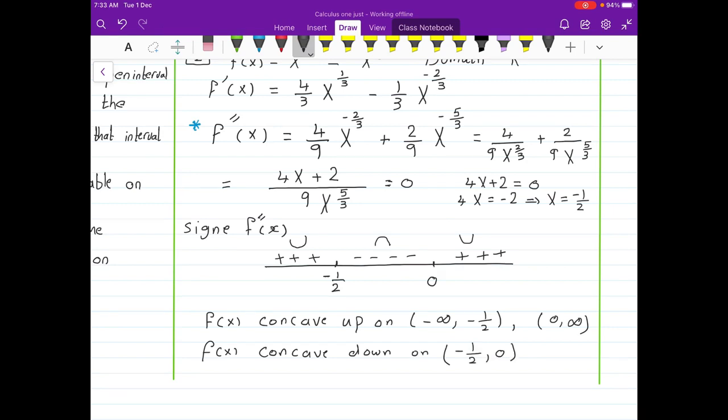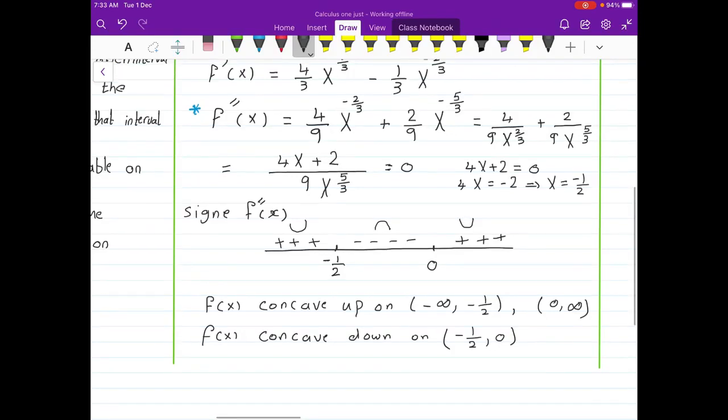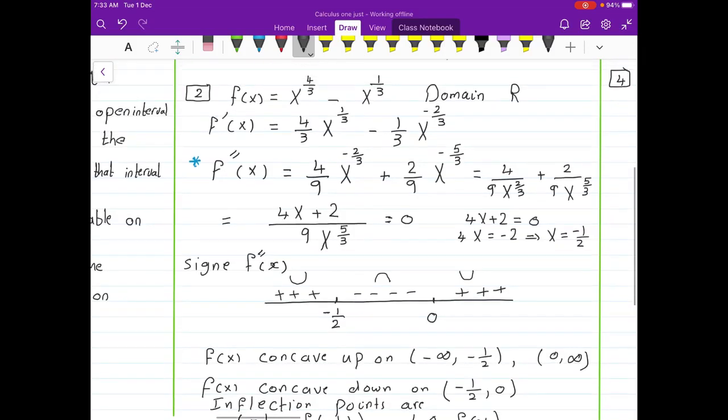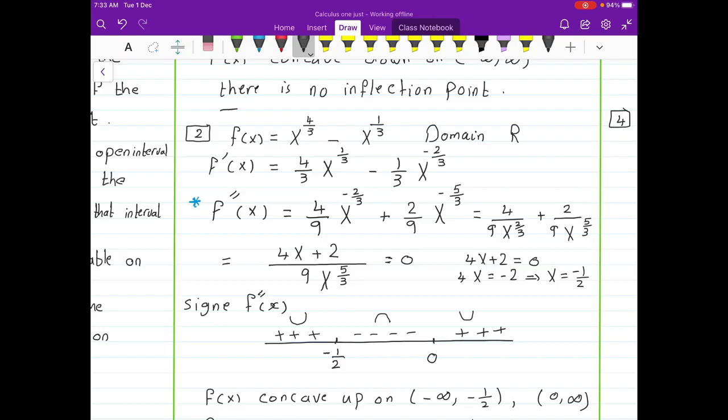f(x) has two inflection points. So the inflection points are (-1/2, f(-1/2)) and (0, f(0)). Now you must substitute to find the value of f(-1/2). We substitute in this function.